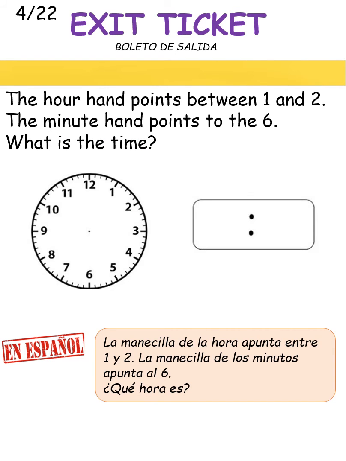Exit ticket. Here's your chance to show what you've learned. The hour hand points between 1 and 2. The minute hand points to the 6. What is the time? You will draw the time on the analog and digital clock.